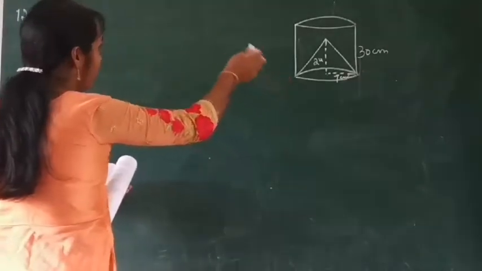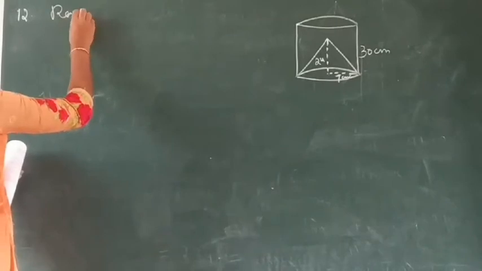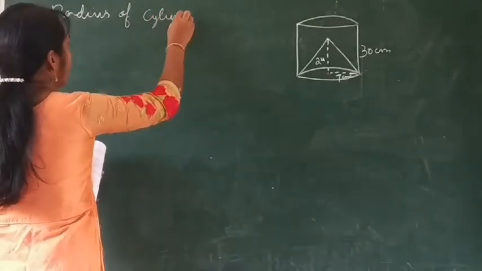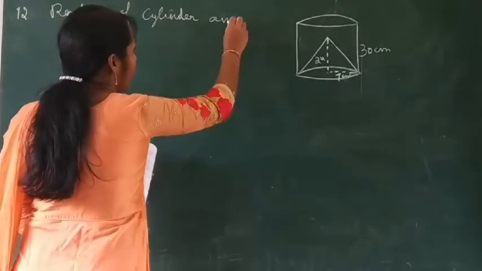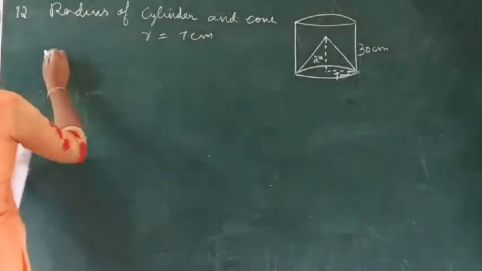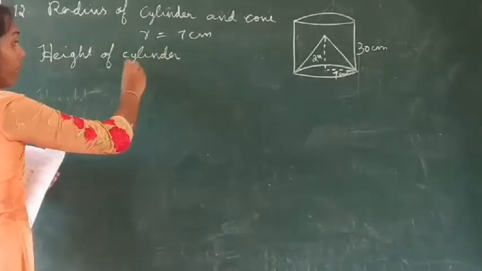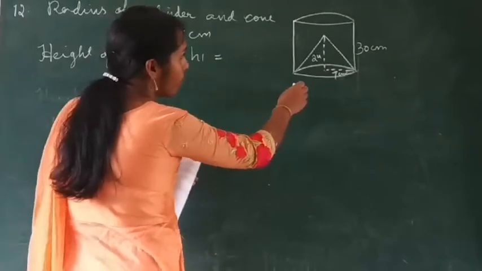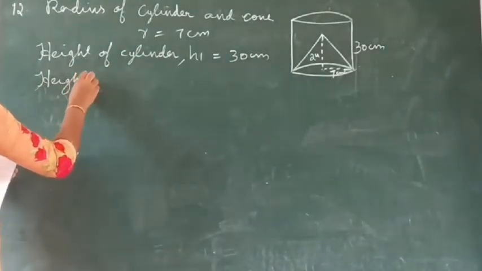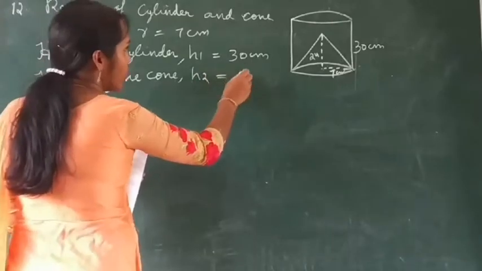So first of all, we can find out the volume. For that we have to write down the dimensions. Now radius of cylinder and cone, both the radius are equal, therefore they can be written together. R is equal to 7 cm. Now height of cylinder can be taken as h1. h1 is equal to 30 cm. Height of the cone h2 is equal to 24 cm.